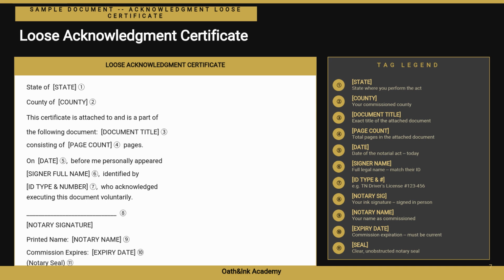Field 5 is the date of your notarial act, today's date. Field 6 is the signer's full legal name, exactly as it appears on their ID. Field 7 is the ID type and number. Keep in mind that fields 8 through 11 are exclusively yours to complete. Your ink signature, your printed name as commissioned, your commission expiration date, and your official notary seal. All 4 must be present, legible, and accurate. Any missing element creates a defective certificate.